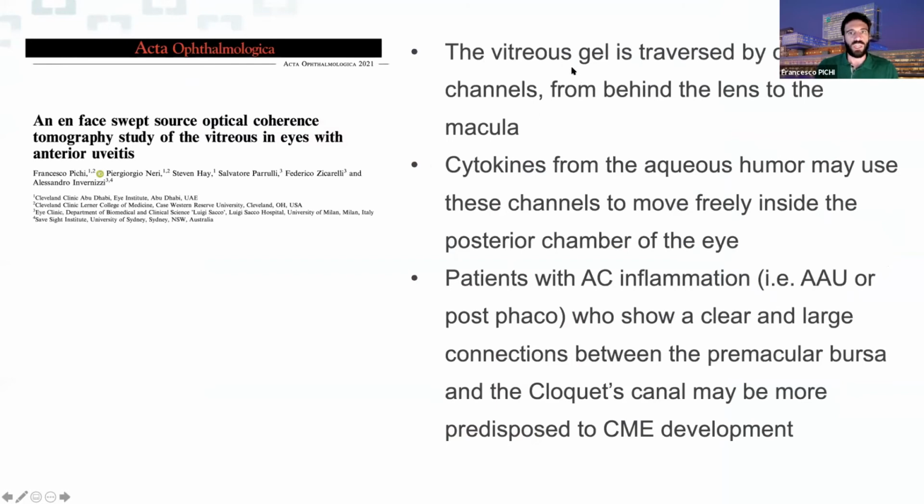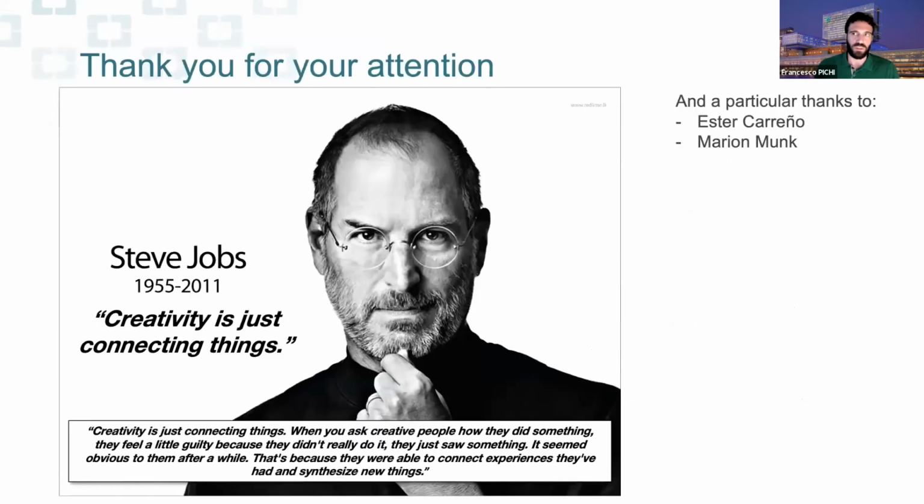So we published our results if you want to read the paper, but basically we're saying what I just said. The vitreous gel is traversed by connecting channels from behind the lens to the macula. It is our hypothesis that one of the factors that predisposes patients with acute anterior uveitis to CME is this communication between the premacular bursa and the Cloquet canal, so that the cytokines can travel freely and faster towards the retina. This, of course, tells you how imaging can help us better understand different pathologies. Thank you very much for your attention.